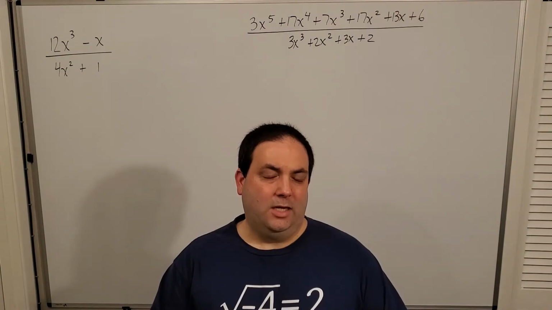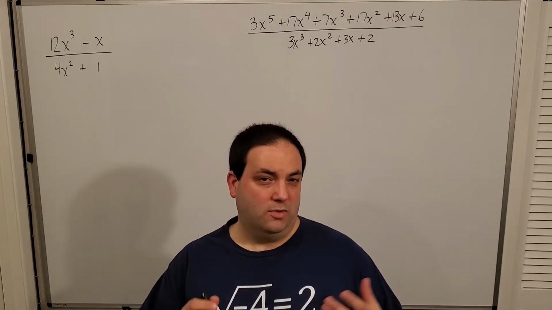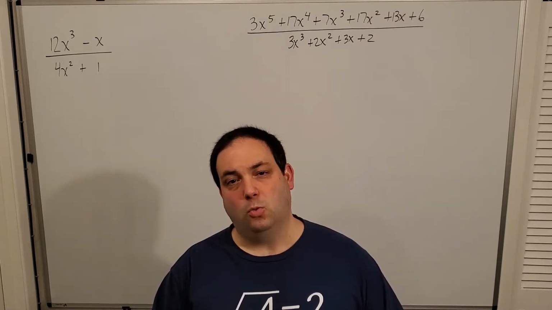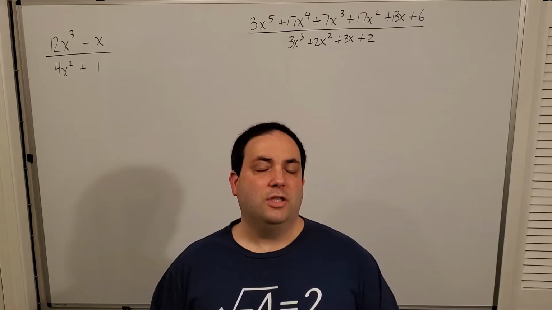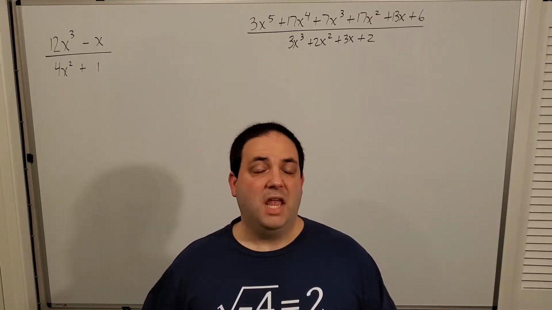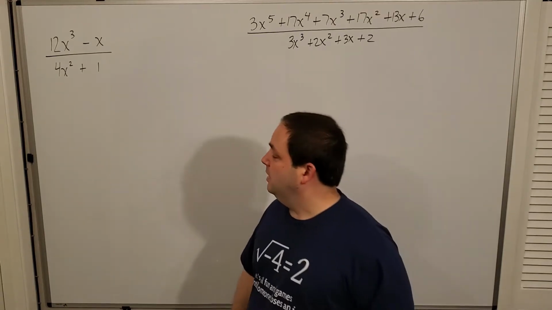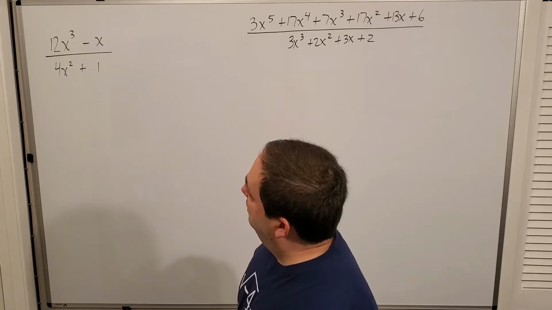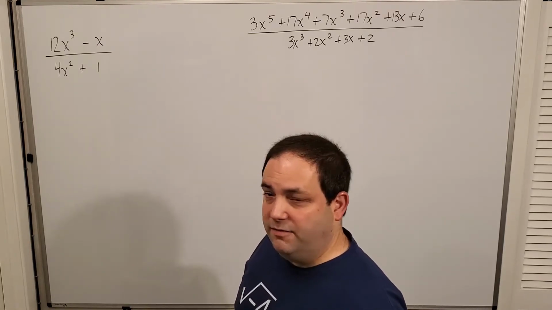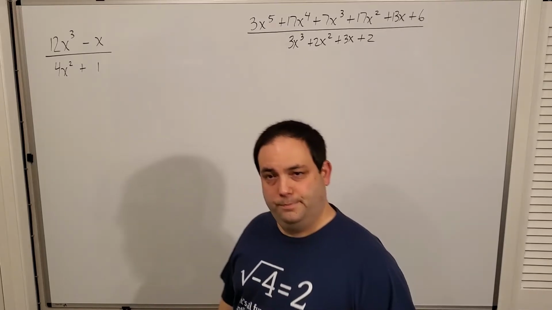So now let's get a couple of examples that use not only the higher exponents in the denominator, but also the division rule that may come along with it. And that's pretty much the generalized version of using synthetic for any division, any polynomial division, right? So here I've got 12x cubed minus x divided by 4x squared plus 1.